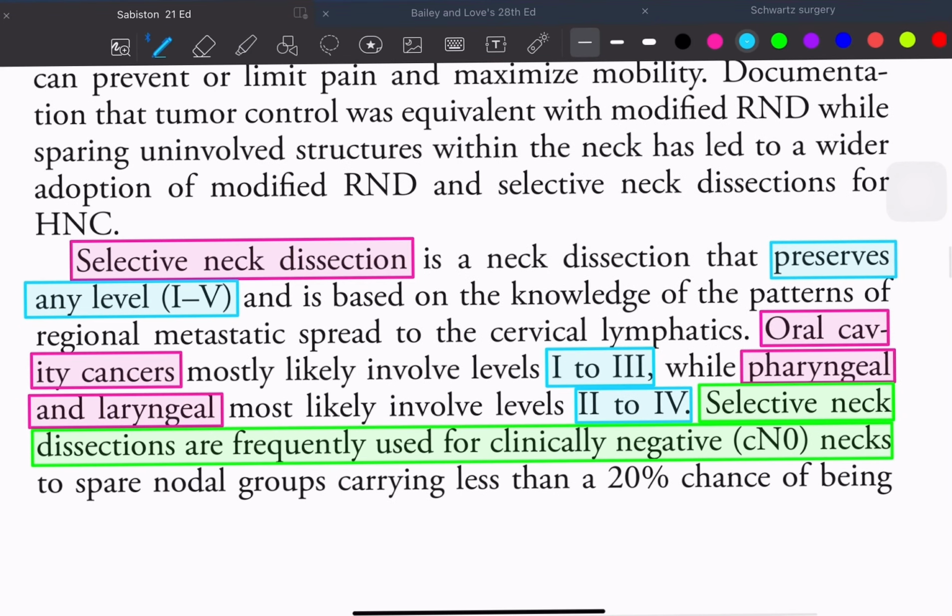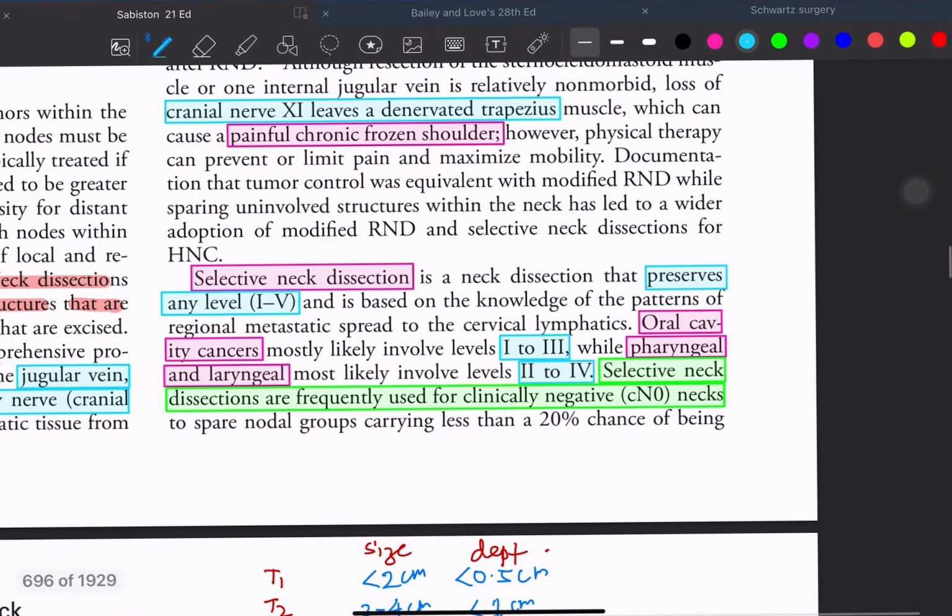As I have said, in selective neck dissection, we are going to preserve some groups of lymph nodes from 1 to 5. Oral cavity cancer and lip cancer mainly go to 1 to 3, while pharyngeal and laryngeal cancers mostly go to 2 to 4. And selective neck dissection is mainly done for a clinically N0 neck.